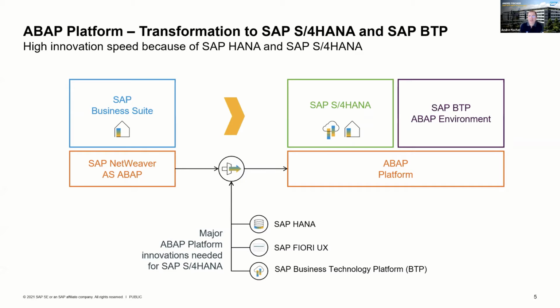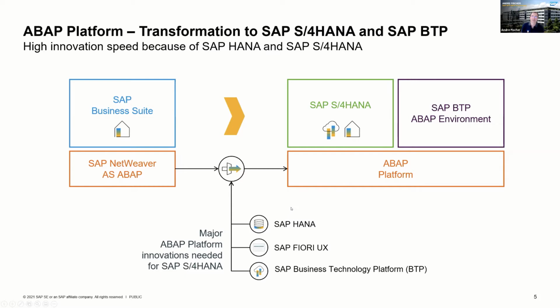So the big picture is that the ABAP platform that we have now, the newest one, is used now in SAP S/4HANA as well as in the ABAP environment in SAP Business Technology Platform. Whereas the SAP Business Suite still resides on the SAP NetWeaver application server ABAP. So we have the same ABAP platform used on-premise in S/4HANA, in SAP S/4HANA Cloud, and in the ABAP environment of the SAP Business Technology Platform.